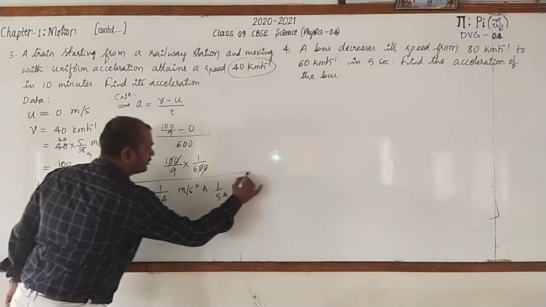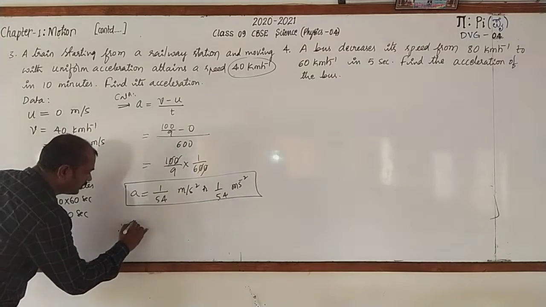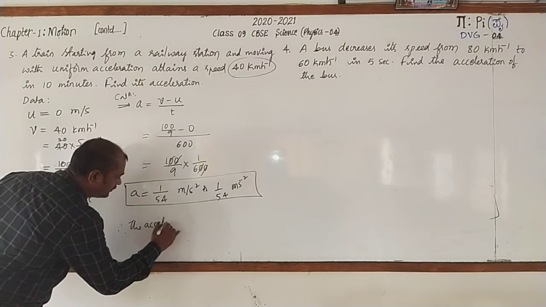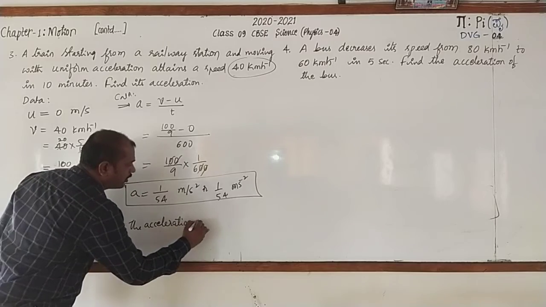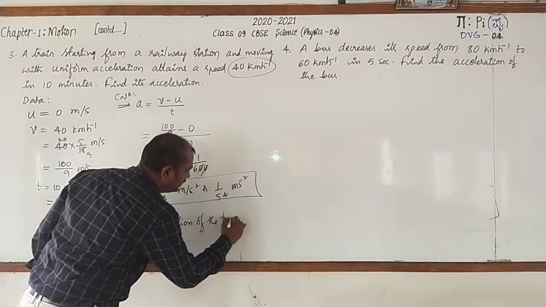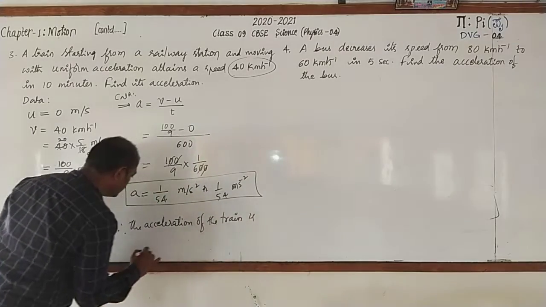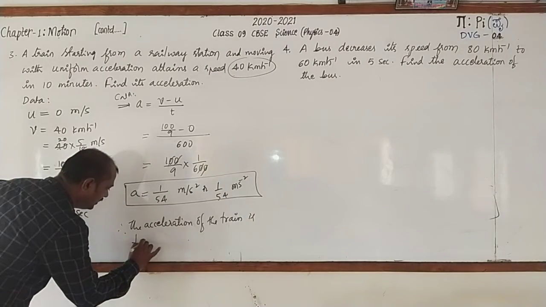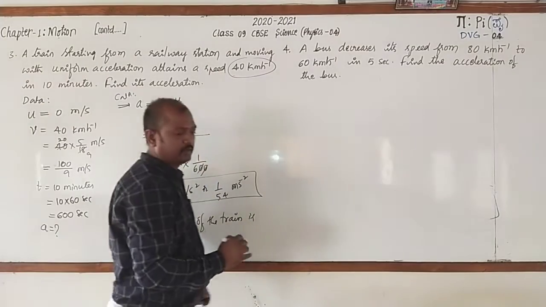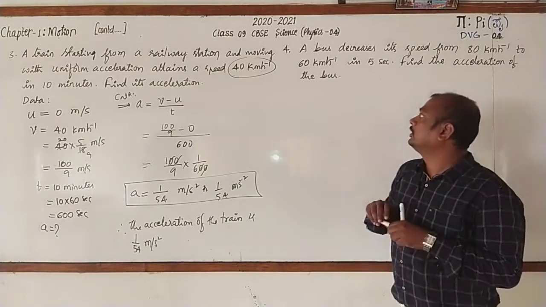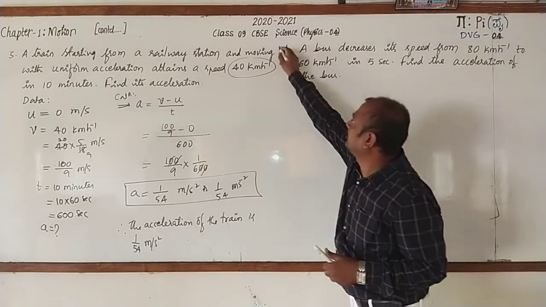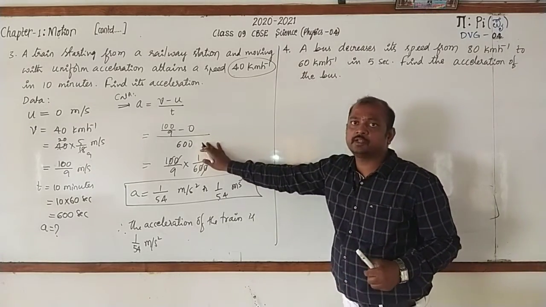This is a. I'll write the conclusion. Therefore, the acceleration of the train is 1 by 54 meter per second square. Now let's move on to another one. Don't copy, afterwards I'll give you time.